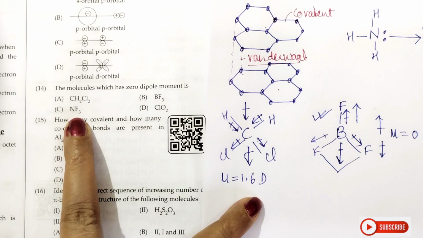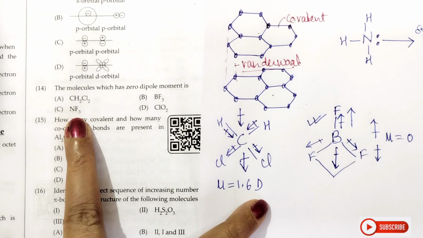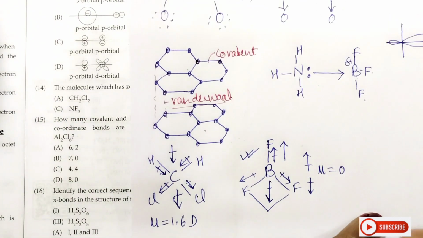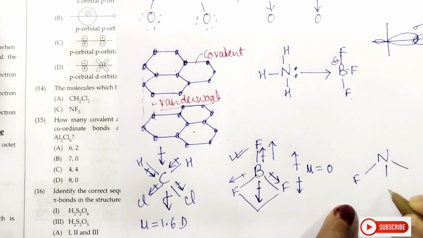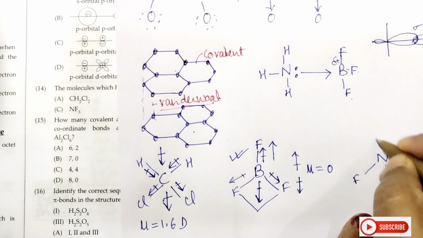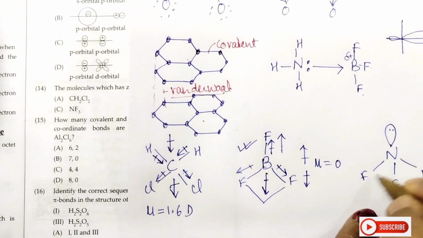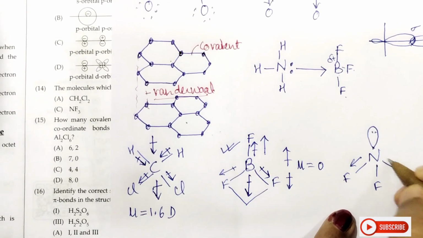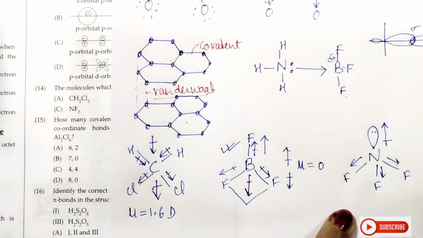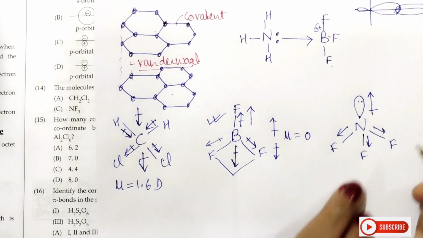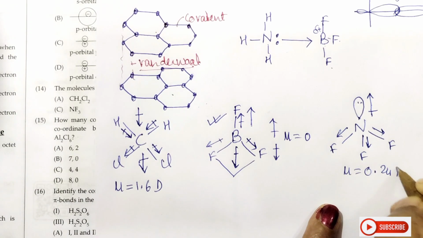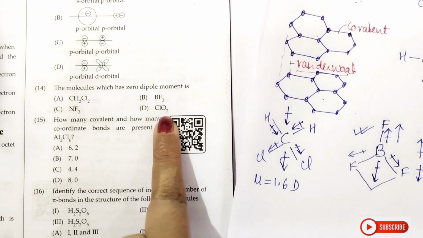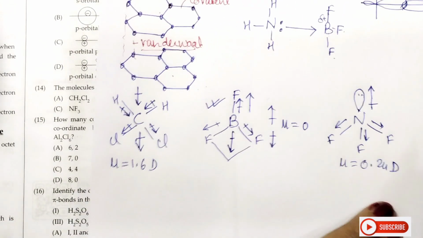NF3, here nitrogen is undergoing sp3 hybridization with one lone pair. So what will be the structure, students? Nitrogen and 3 fluorines like this. Fluorine being electronegative, it will pull the shared pair of electrons towards itself. So the pull will be in this way, but the lone pair will pull in this direction, and there will be a small dipole moment which is nearly 0.24 D. If you see the next molecule, that is ClO2, let us check the structure.